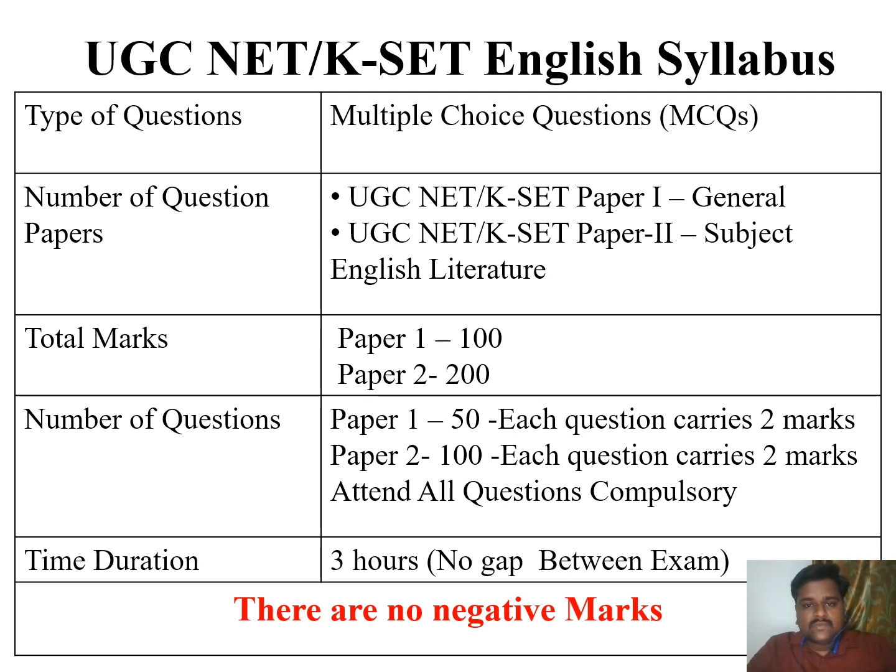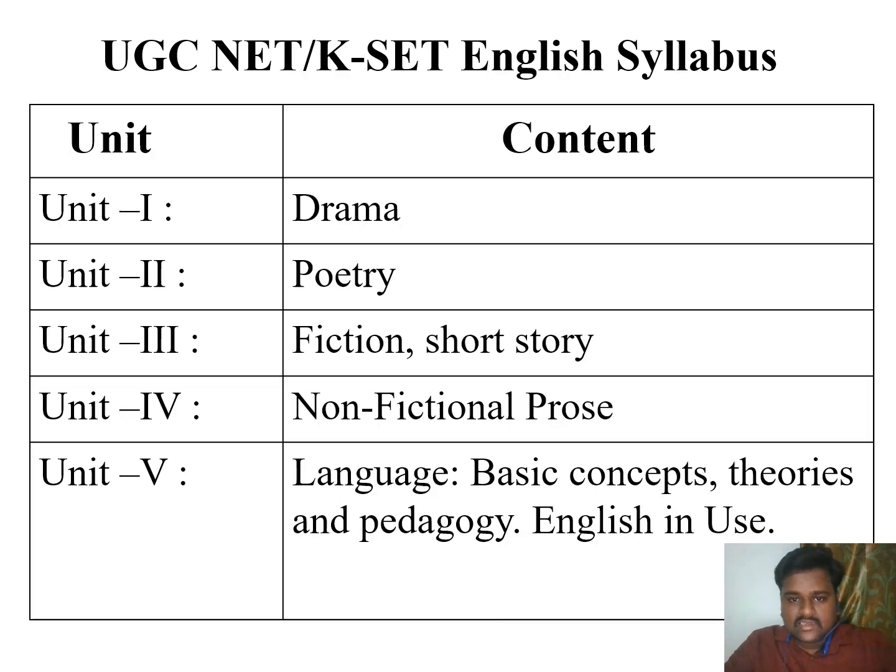The type of question is multiple choice question, what we call MCQs. The first paper is called General, and the second paper is English Literature. Paper 1 includes 100 marks, so 50 questions, and each question carries 2 marks. Paper 2 has 100 questions, and each question carries 2 marks. You should attempt all questions without leaving any. And again I am repeating, there are no negative marks in this exam.